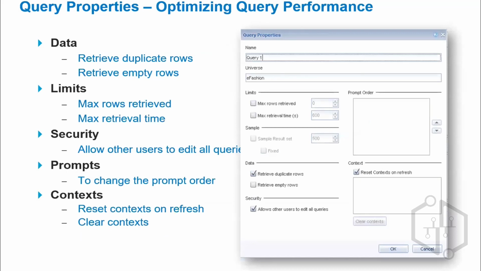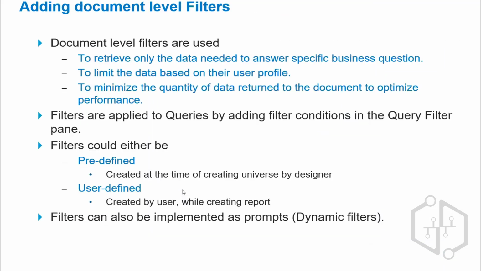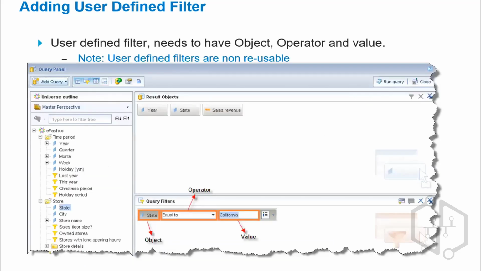These are the different query properties, and how we can optimize query performance using these options. How we can add document level filters and the types of document filters: predefined, which are defined at the universe level, and user defined, which are defined at the query level. If you see this yellow funnel, this is a predefined filter at the universe level. This is the user defined document filter.